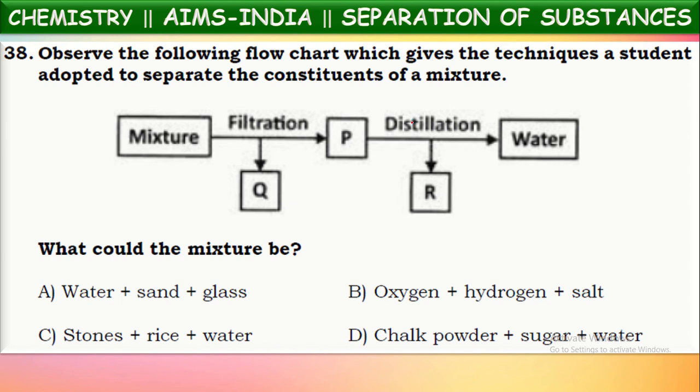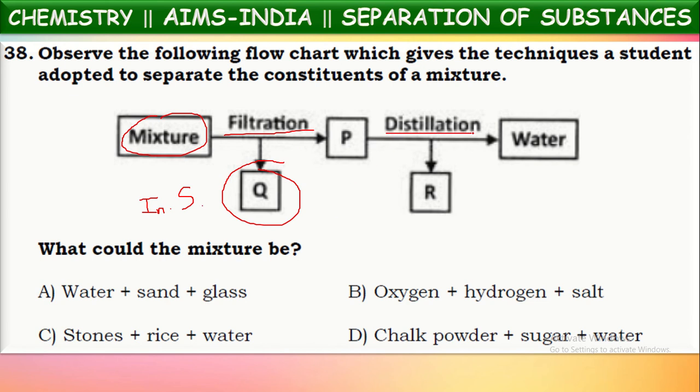So first, the mixture undergoes the filtration process. Then Q is separated from the mixture. So by the filtration process, if a component is separated, what can we say about that component? An insoluble solid substance. That can be separated by filtration, isn't it? Yes. Now Q should be an insoluble solid substance. Q is an insoluble solid.